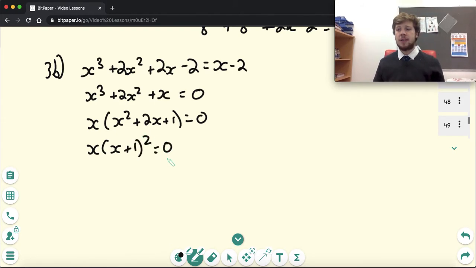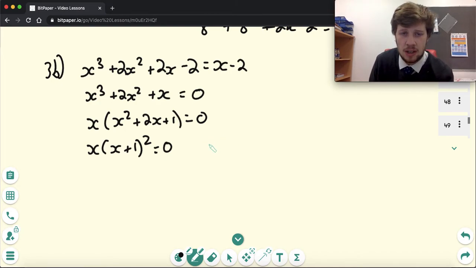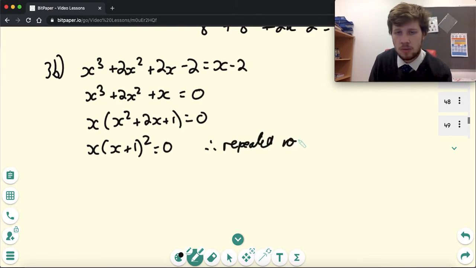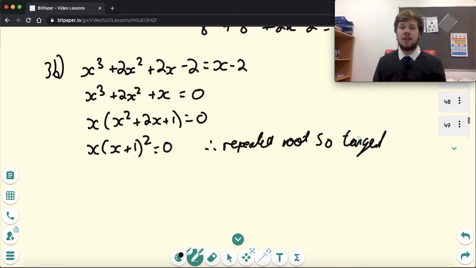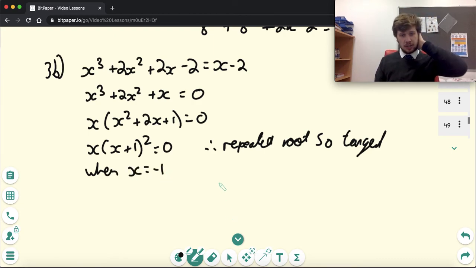So I have a repeated root here, and that repeated root means that there's going to be a tangent. So therefore, repeated root, so tangent. And I know that that is going to be when x equals negative 1. So therefore my point of contact, my POC, is at x equals negative 1.